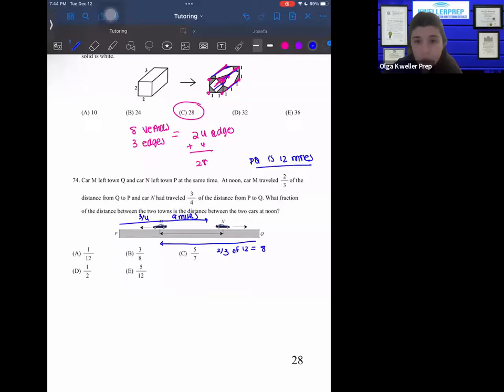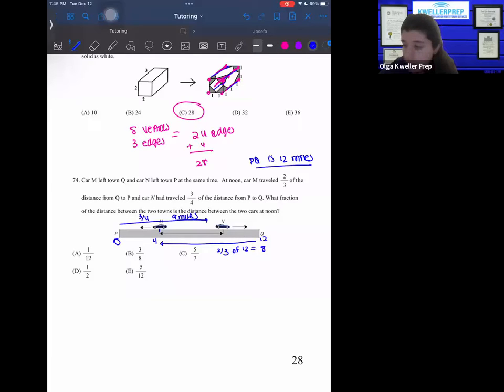Okay, so we can do that. Now, the next thing, to make it easier, let's call this mile 0. Let's call this mile 12, right? So from P to Q is 12 miles. Now, if car M is 2/3 of the way, that means that it's going to be at mile 4, right? Technically, if I'm creating this number line. So it's going to be at mile 4.